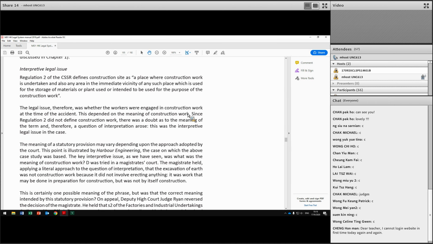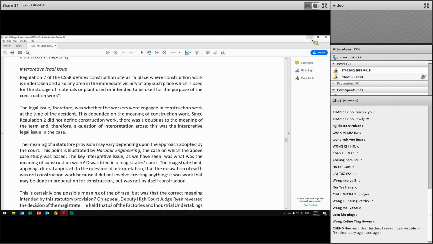Whether the worker was engaged in construction work will affect the outcome. Whether the site was defined as a construction site depends on whether the worker was engaged in construction work. So we have to look at the meaning of construction work. Since Regulation 2 did not define construction work, there was a doubt as to the meaning of the term. If the workers were not doing any construction work, the site will not be regarded as a construction site, and the defendant will be found not guilty.